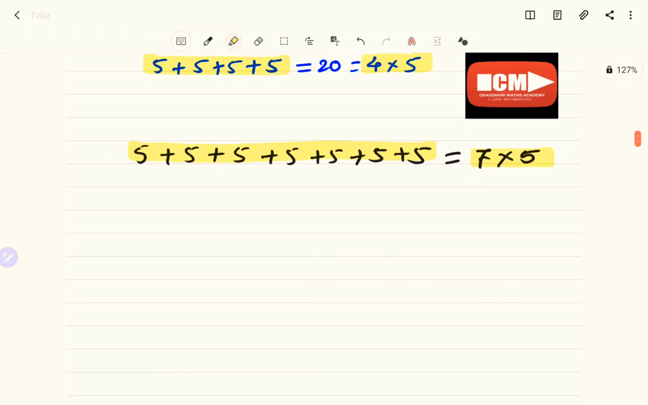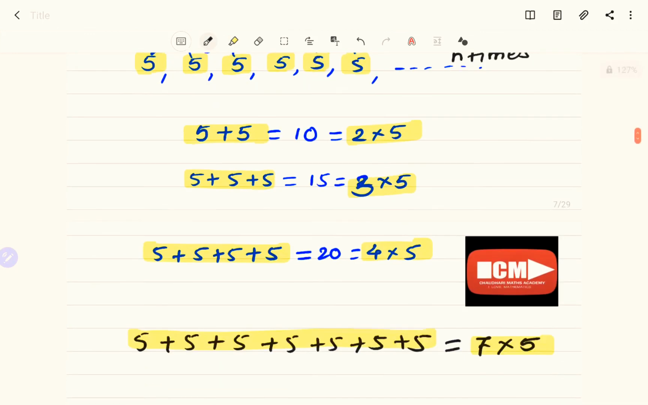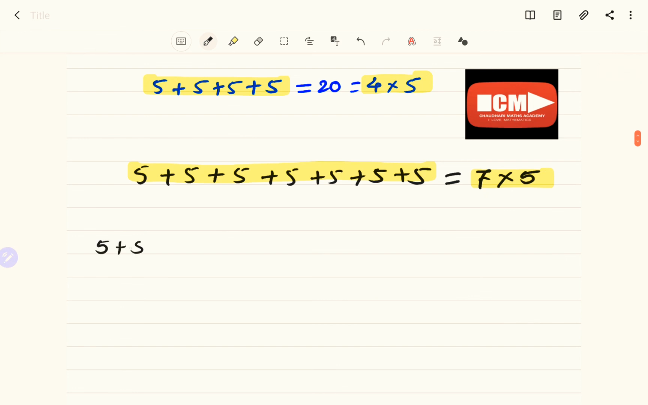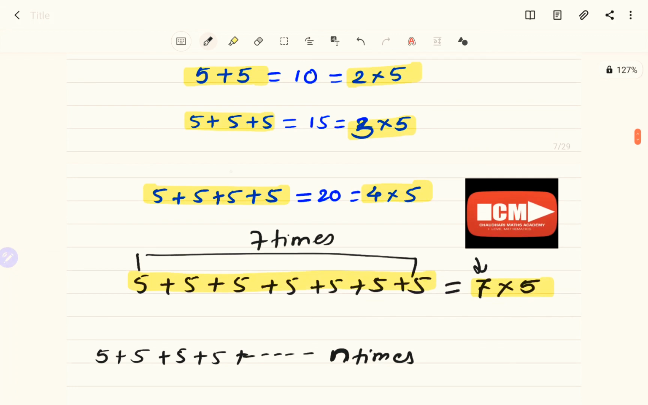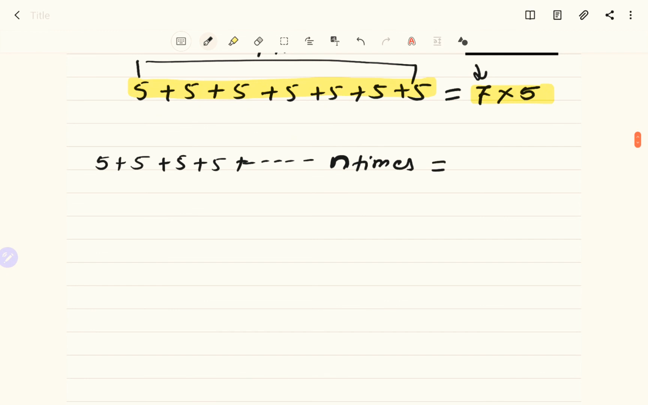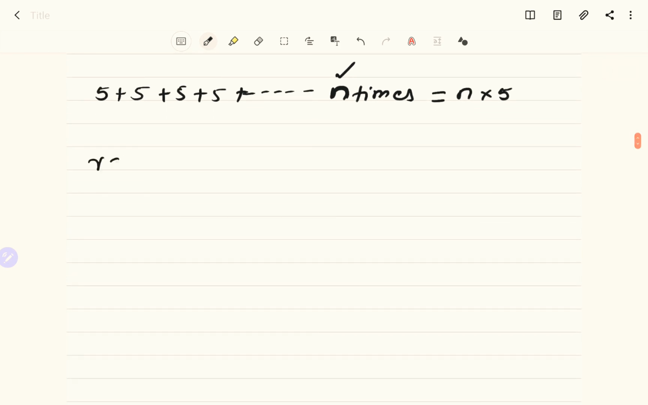Then what if we add this 5 for n number of times? So obviously if this 5 is added for 7 times, your answer is 7 times 5. If this 5 is added for 4 times, your answer is 4 times 5. On the basis of this observation, if you add this 5 for n number of times, your answer must be n into 5.